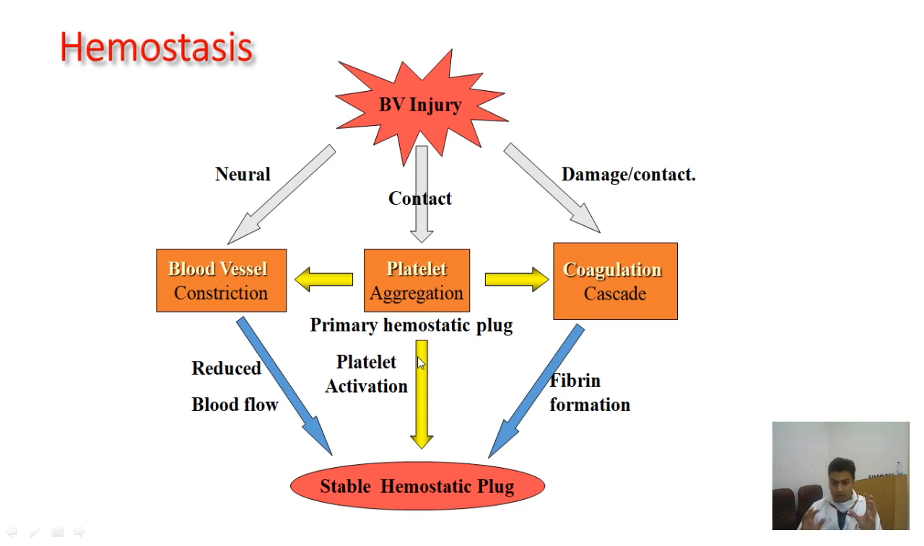Now this temporary platelet plug, if it is not enshrined in a mesh, will be temporary and will get dislodged. So that's why the coagulation cascade then has to take effect, and various factors that are released due to the damage and due to the contact to the surface lead to triggering of this coagulation cascade, which ultimately leads to formation of a fibrin mesh, and henceforth a stable hemostatic plug.